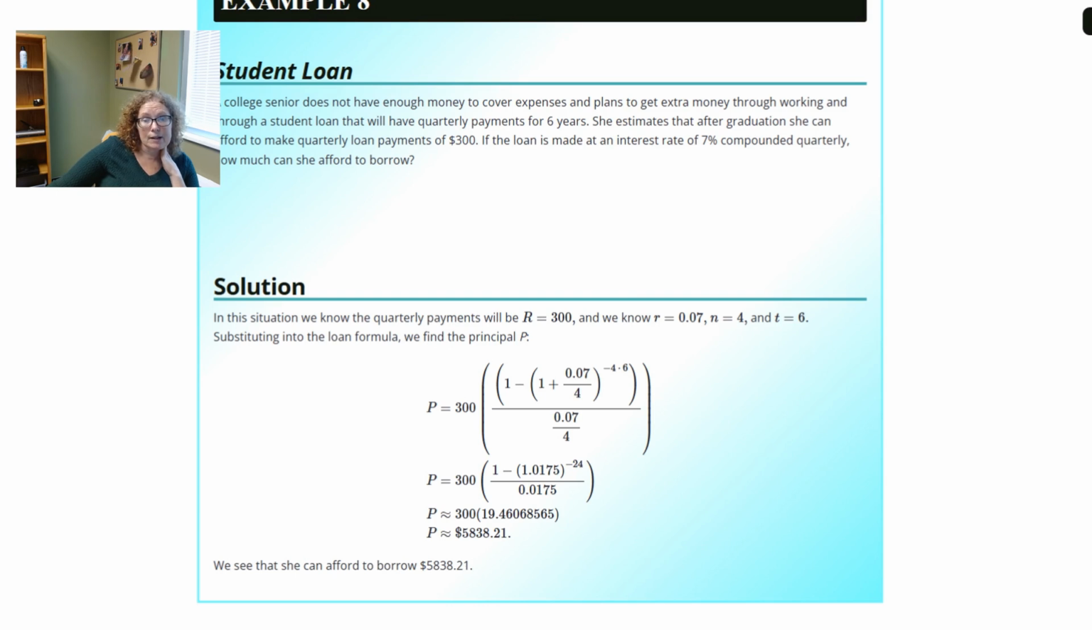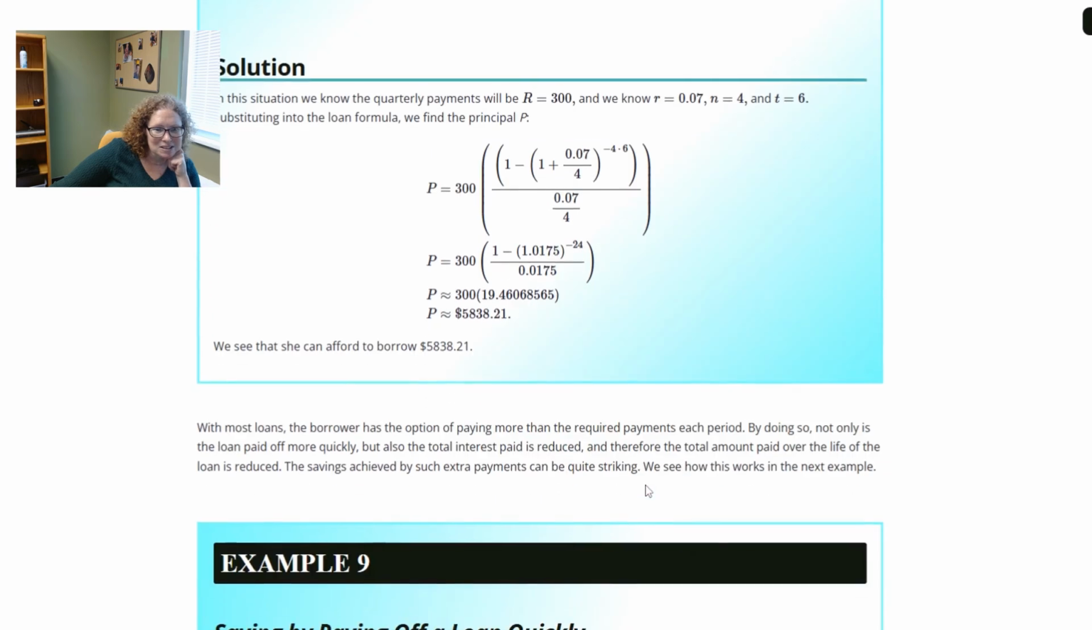So we use the loan formula to find the amount. Remember that we need to do the things in parentheses first. So make sure that you are, for example, going 0.07 divided by 4, then adding 1 to that. Then you say 1 minus that amount to the negative 24, and then you can get your answer.